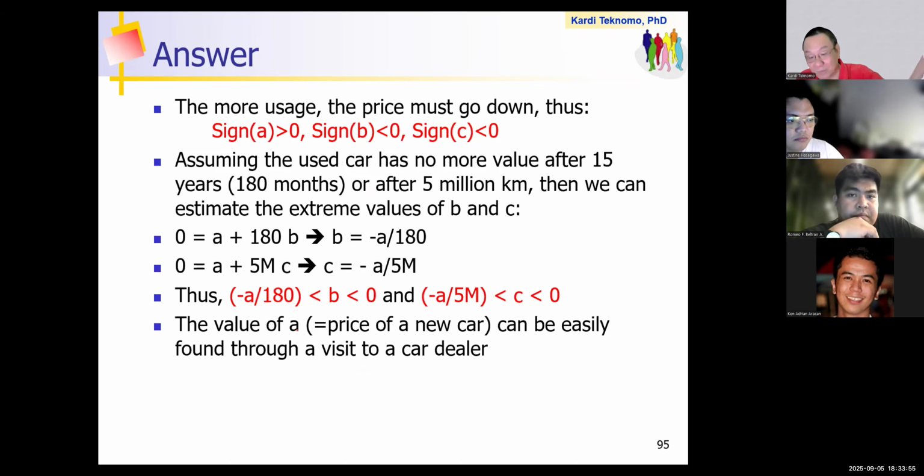How about the price A? For A, you just visit the dealer. The value of B depends on A, and the same thing, the value of C depends on A. So you get the range of the values. What's the meaning? If the value of B and the value of C are beyond that range, that means something is wrong.